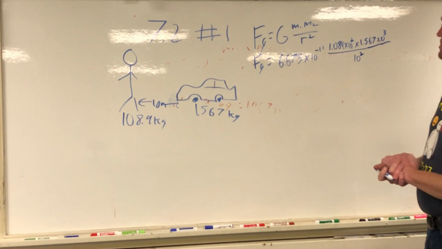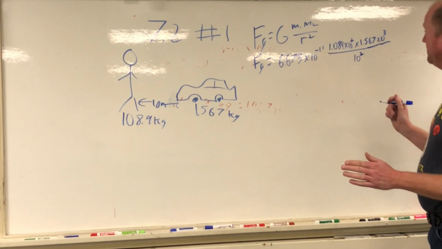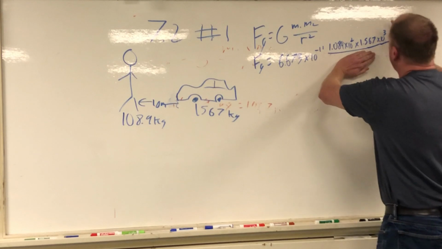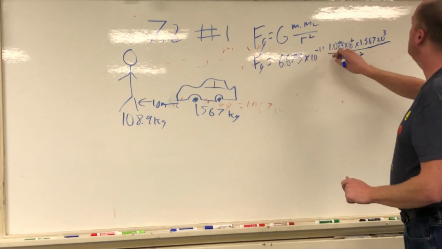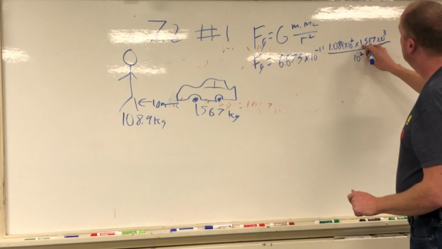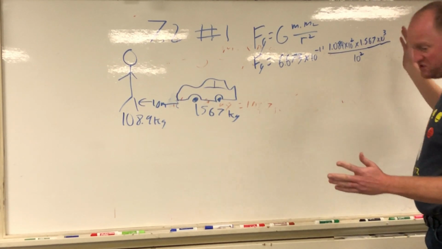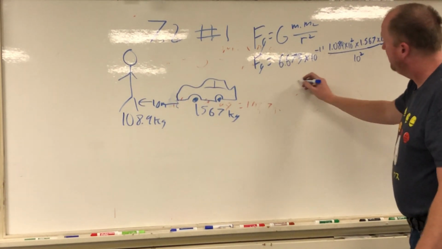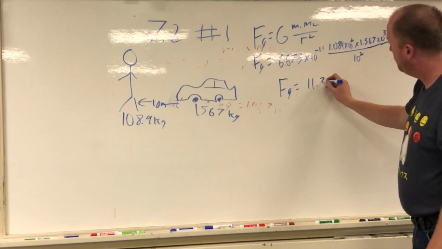So, talk is cheap. Let's calculate. Now, the beauty of keeping it all in scientific notation is you can simplify your problem. We're just going to forget about the tens. Let's just deal with these numbers. 6.673 times 1.089 times 1.567. You just multiply them together. When you multiply those together, I got F_G is equal to 11.39.